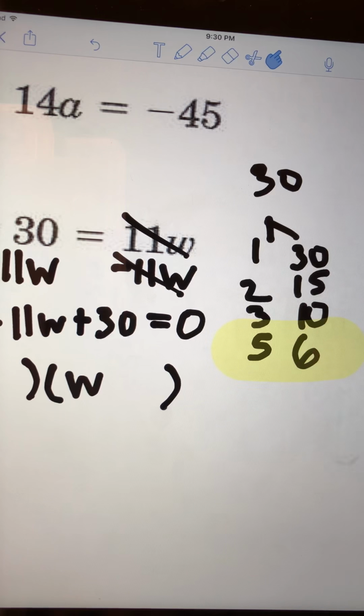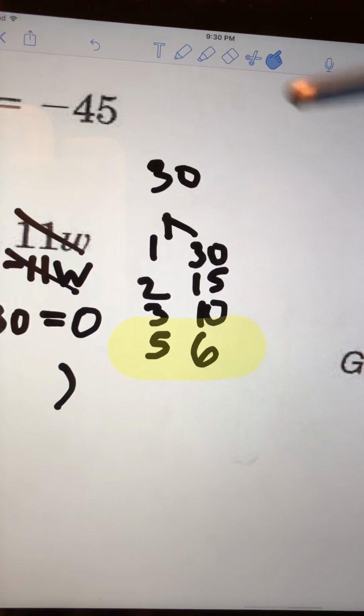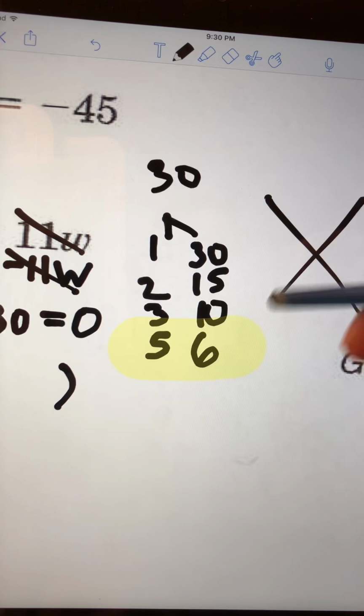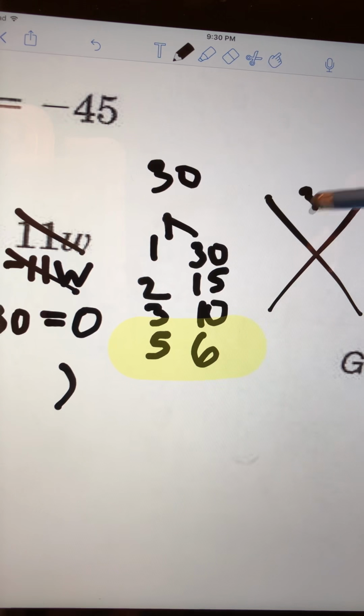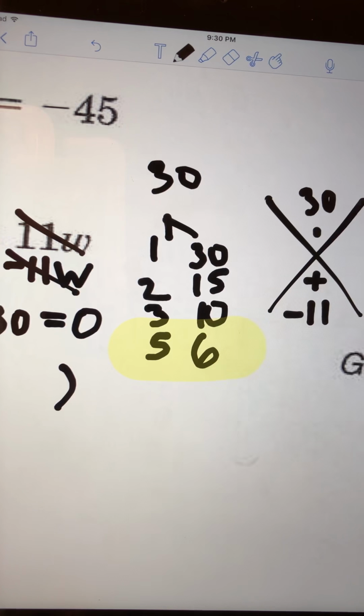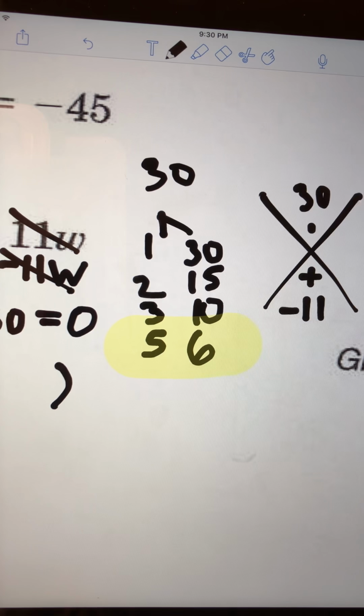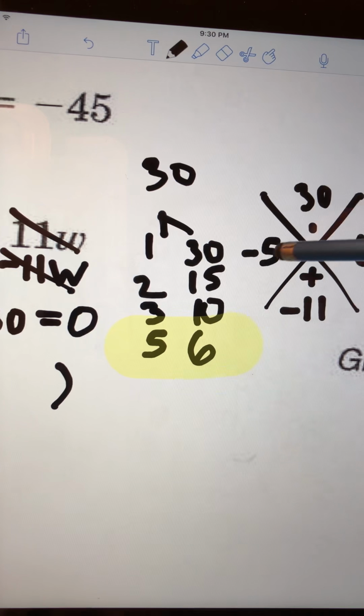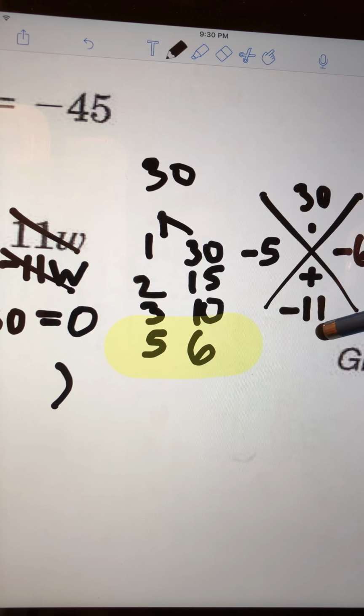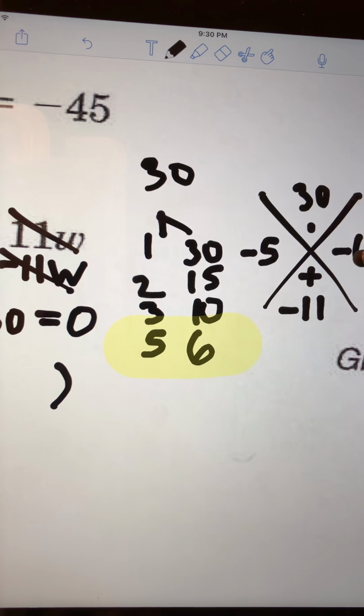So I'm going to come back. Actually, I'm going to go to the right. And I'm going to make my diamond. So we want a positive 30 for the multiplication. And then for this addition, I want a negative 11. So how do I rewrite 5 and 6 to add up to get negative 11? And then a positive 30 when they multiply? That would be a negative 5 and a negative 6, because -5 plus a -6 gives me -11, but when I multiply -5 and -6, the product is a +30.